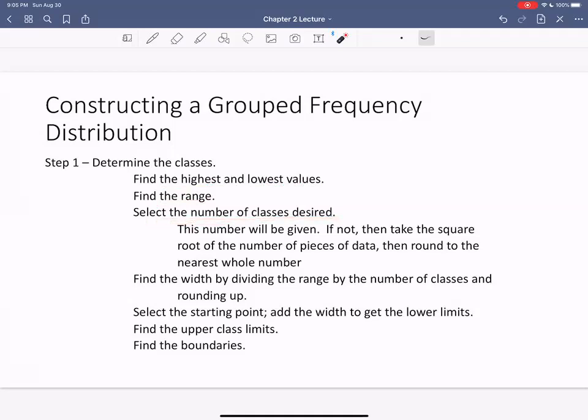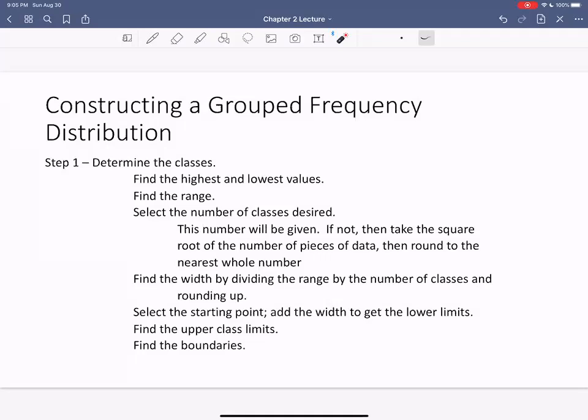One thing is, if the number is not given, then the rule of thumb is that you take the square root of the number of pieces of data. So if there were 100 pieces of data, you take the square root of it, it would be 10, so you would use 10 classes. If it didn't end up being nice, let's say you had 50 pieces of data, when you take the square root of 50, you get 7.07. So you round to the nearest whole number, and you would say, okay, I'm going to do 7 classes.